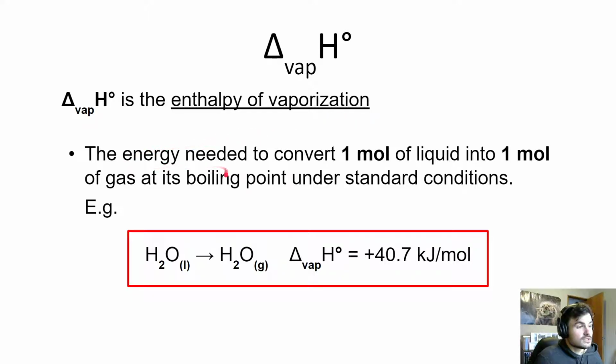This is the energy needed to convert 1 mole of liquid to 1 mole of gas at its boiling point under standard conditions. What does that look like? This means turning from a liquid to a gas, it's going to take this much energy. A little bit confusing, but I think we can all understand this. Alright, if you can pause the video again and take down the second set of notes, that'd be fantastic.